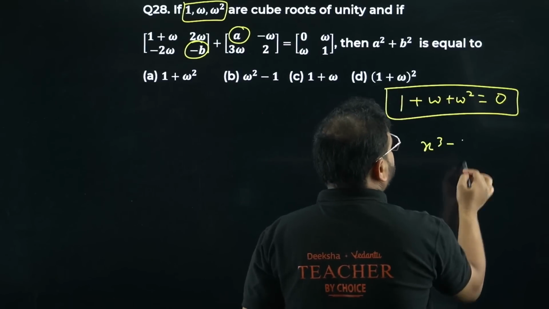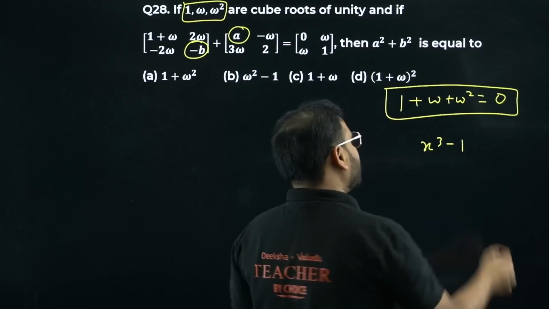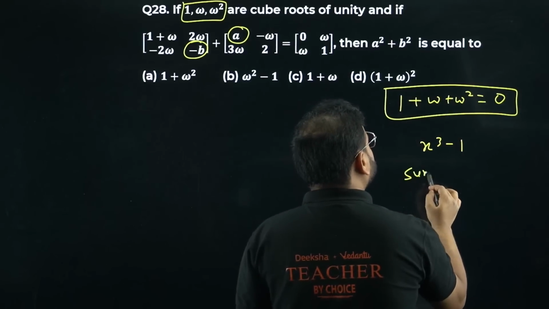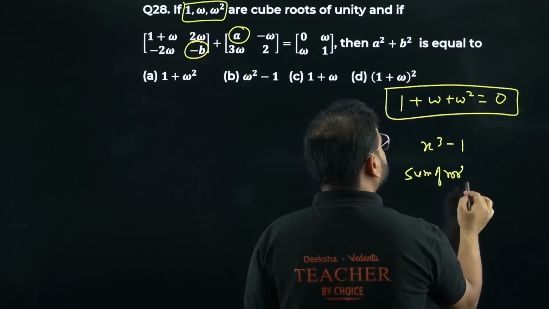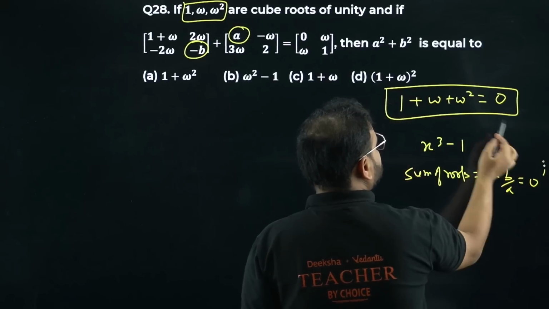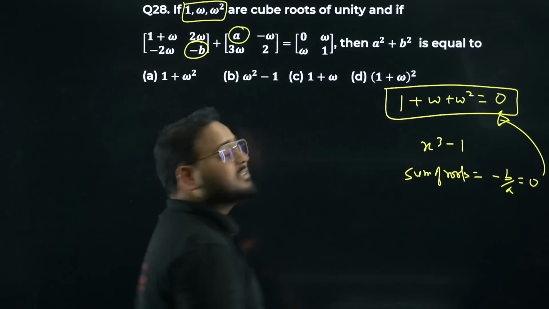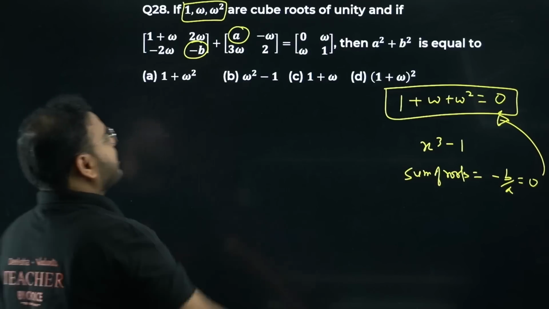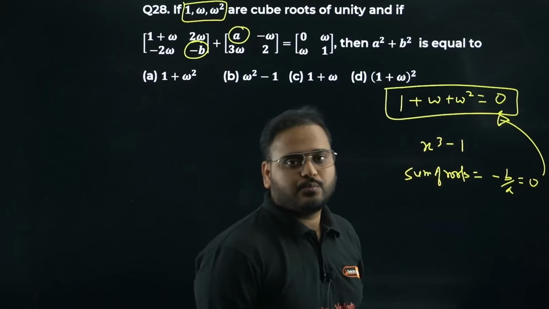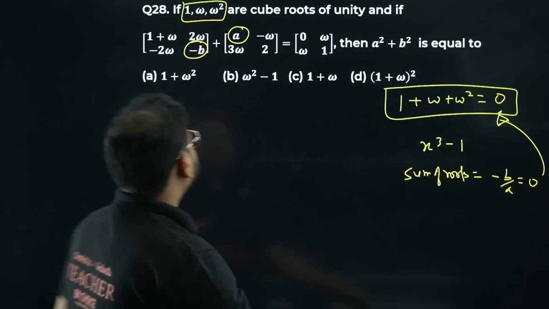The equation, sir, is x cube minus 1. What's the x square term? Nothing. So the sum of the roots will be minus b by a, no? Sum of roots is minus b by a, hence 0, sir. That's why I'm using this. The roots are given as 1, omega, omega square, right? So hence it will become 0. I hope this is clear. You know this, right? Okay.